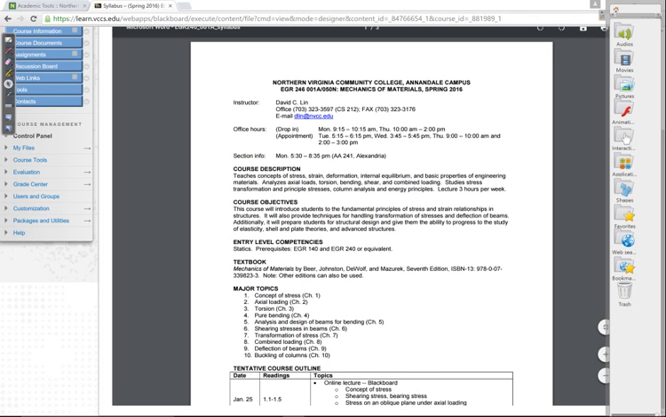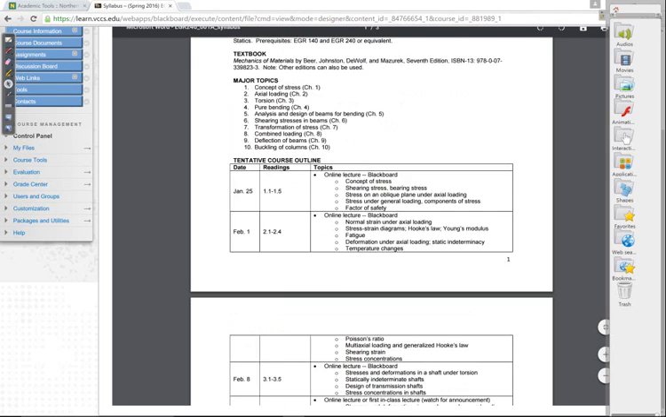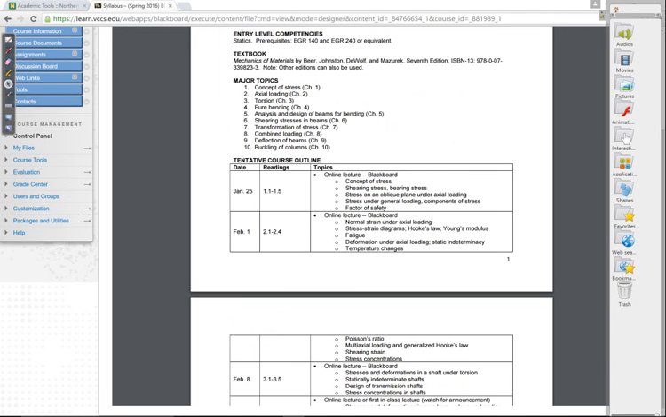Now, let me scroll through the rest of the syllabus here. The other important things on the syllabus, let me just go over it real quickly. Obviously, there's a course outline. You can see all the dates that are listed and the different topics that we're going to be covering during those days. So you could look through that. That'll give you an idea of what we'll be covering and when we will be covering those topics.